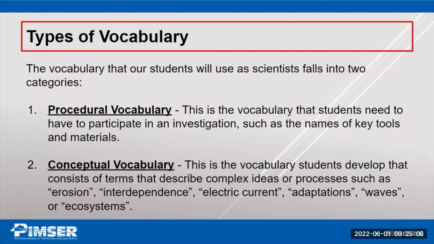Last session, we talked about different types of vocabulary our students will use as they build science ideas and understandings. The first type of vocabulary, procedural vocabulary, is the vocabulary that students need to participate in an investigation as they begin to explore. This might include the names of certain key tools or materials. The second type of vocabulary is the vocabulary that students develop that consists of terms that describe complex ideas or processes, such as erosion, electric current, adaptations, waves, or ecosystems.